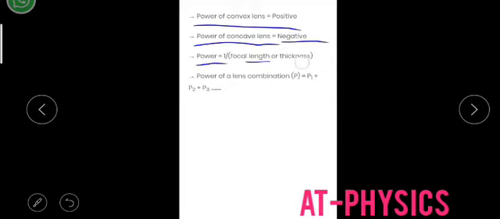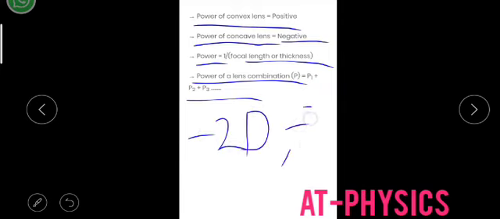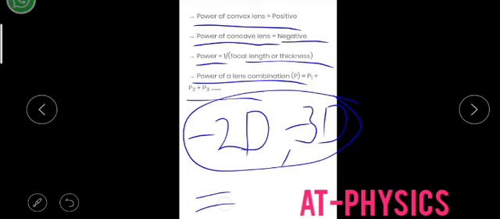Power is the reciprocal of focal length. And the last one is very important. If two or three lenses are combined, then the powers are added. Suppose the first lens is -2 diopter and another is -3 diopter. When these two lenses are combined, the total power of the lens is -5 diopter. -2 and -3 are added, so -5 diopter. Clear? So remember that.